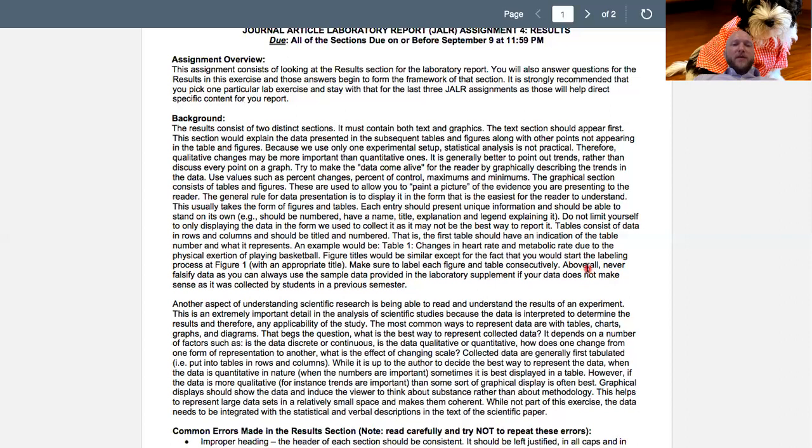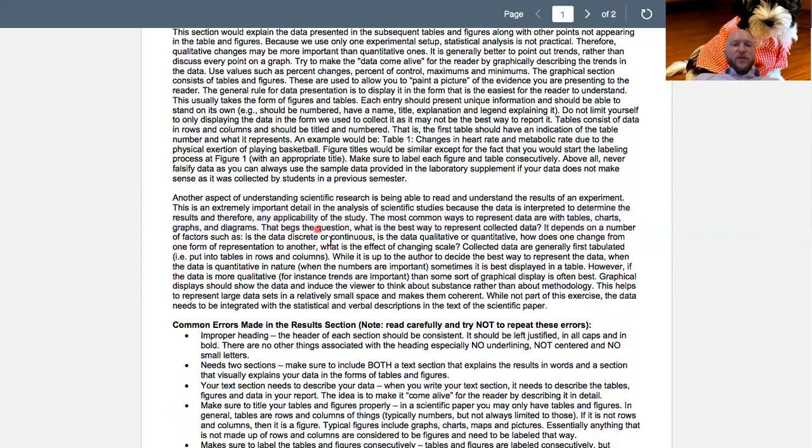Another aspect of understanding scientific research is being able to read and understand the results of an experiment. This is extremely important detail in the analysis of scientific studies because the data is interpreted to determine the results and therefore any applicability of the study. The most common way to represent data are with tables, charts, graphs, and diagrams. This reminds me of a question I get sometimes.